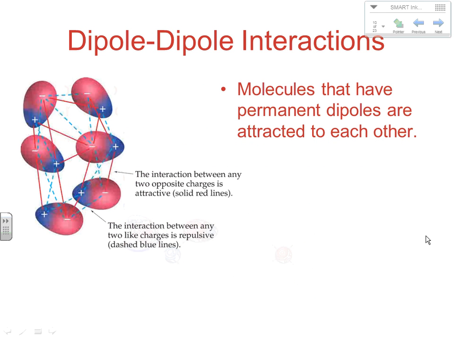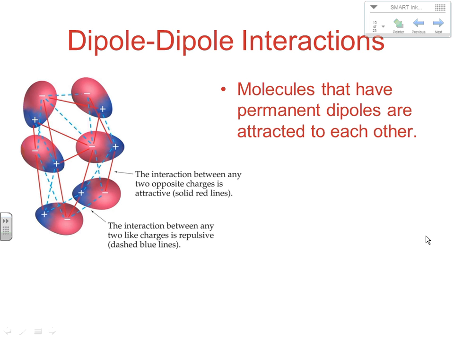Now the next type would be the dipole-dipole interaction. And this is what we typically get with polar molecules. So molecules that have permanent dipoles, which is what a polar molecule is, contains a permanent dipole. So they always contain two dipoles. And these dipoles can interact with each other. So as these particles are moving past each other in the liquid state, they would exhibit attractive forces.